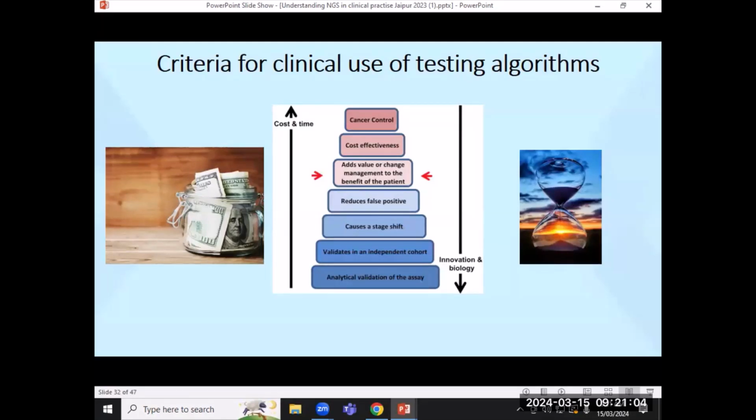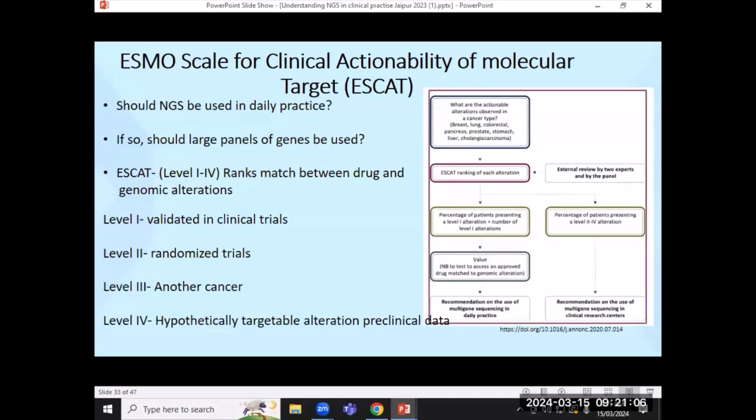So all that the laboratory needs to take a call. And then there is the question of how you choose a particular biomarker for an assay. There are AMP-based guidelines also, and there is something called the ESMO Scale for Clinical Actionability of molecular Targets, or ESCAT. So what does it say? It makes you ask these questions. You can go and look for this paper.